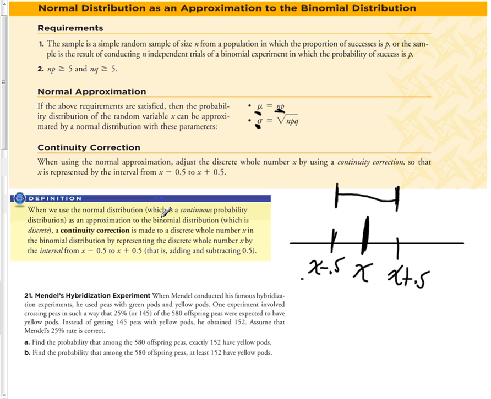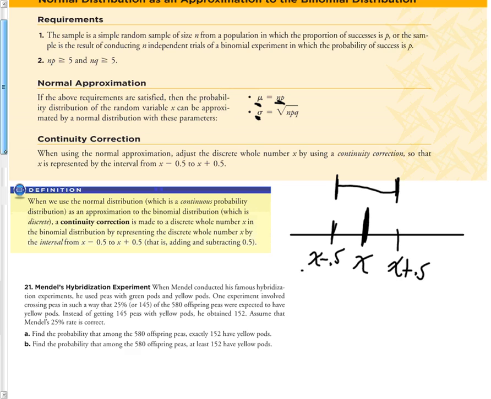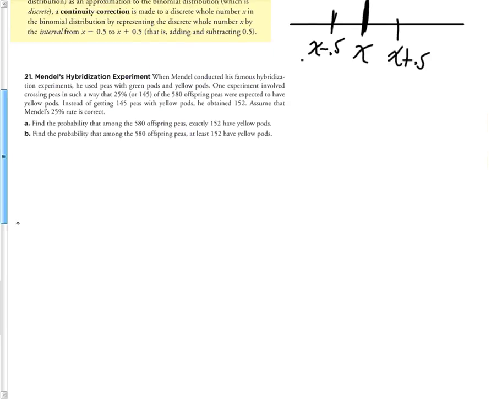When we use the normal distribution, which is a continuous probability distribution, as an approximation to the binomial distribution, which is discrete, a continuity correction is made to the discrete whole number x by representing it by the interval. We add and subtract 0.5 to x. So here is an example of how we use a continuity correction.